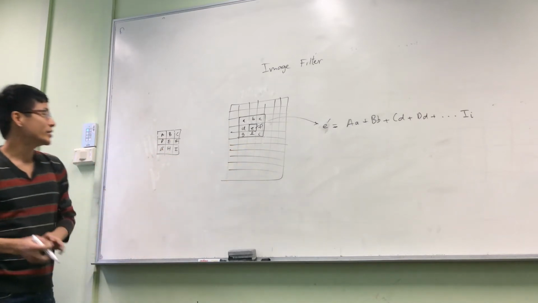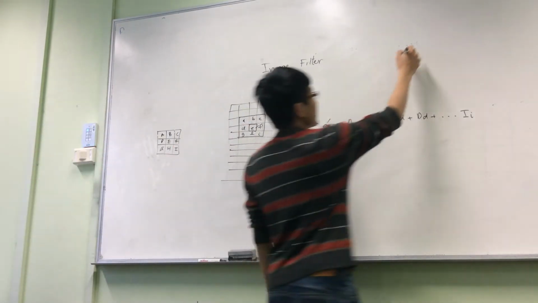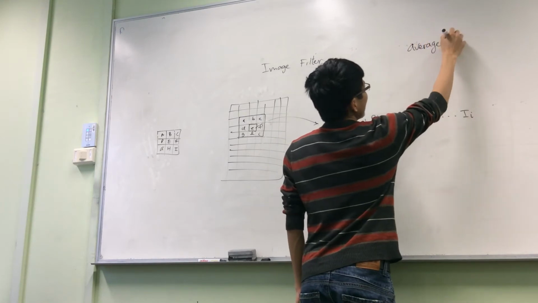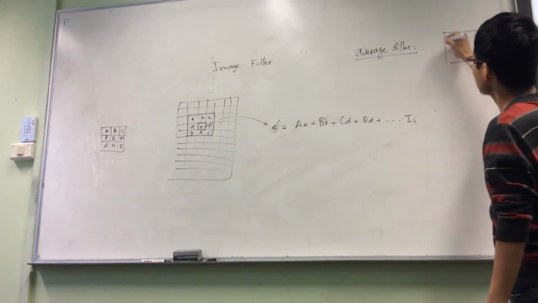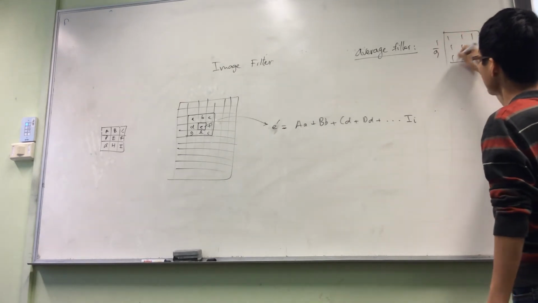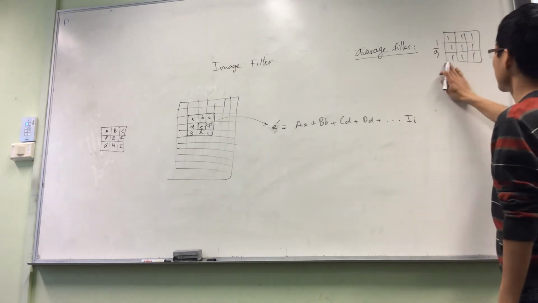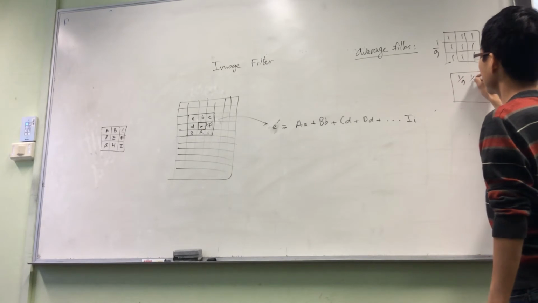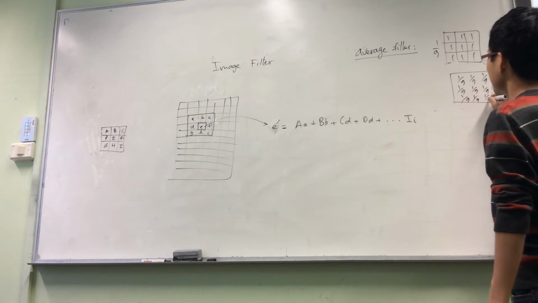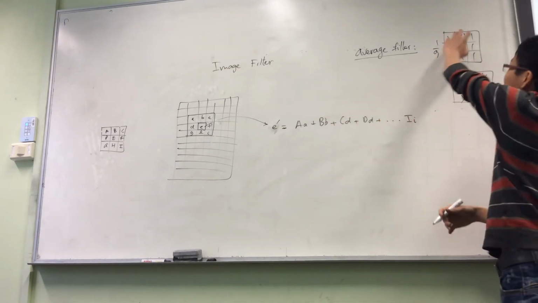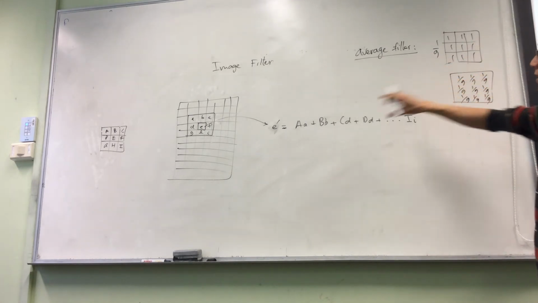The first and easiest one here is the average filter. The average filter is 1/9 of 111, 111, 111. This one is called the average filter. Or you can draw it the other way: 1/9, 1/9, 1/9, and so on. I can just put 1/9 outside and 1 inside. It's the same thing.